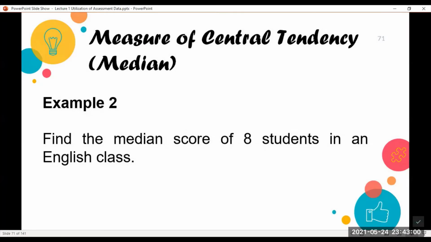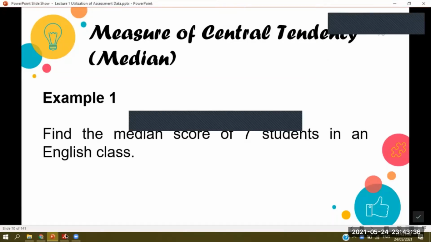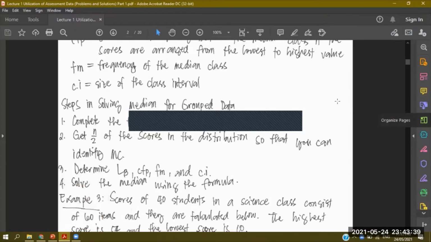Okay, so let's try to, sorry, naka-separate pa lang example natin starting from median. So I will shift now the screen. Okay, so let's try to look at example number 1.